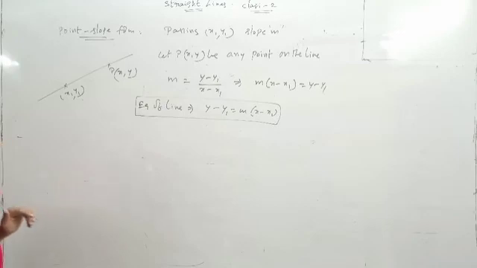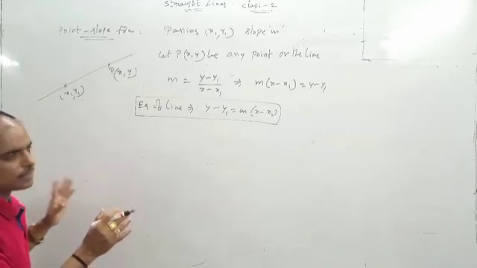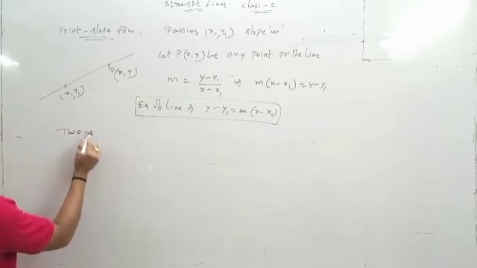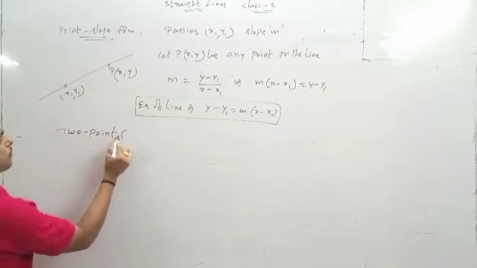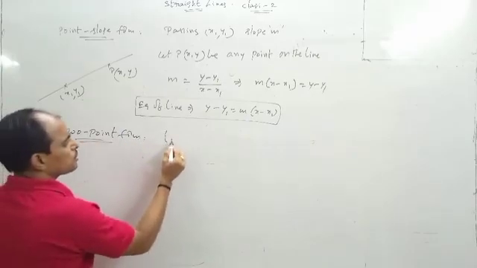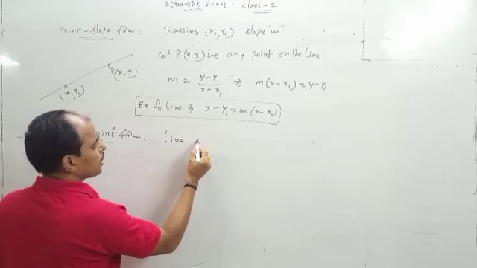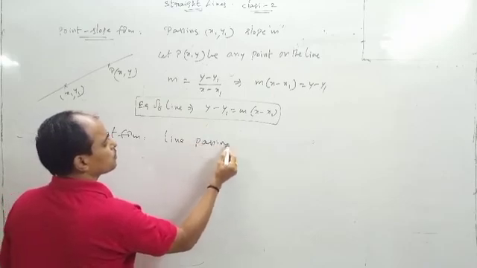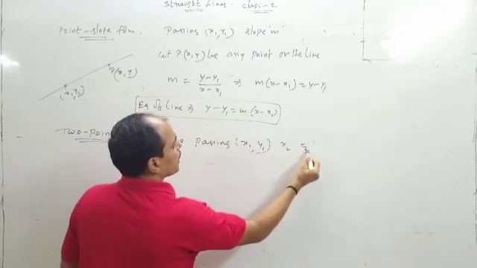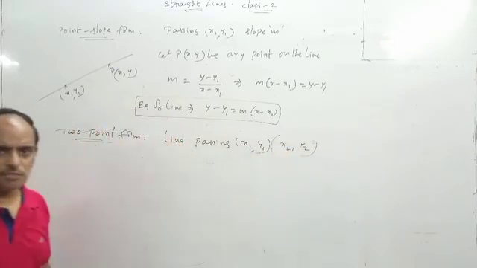Okay, next, this is very very important. Next, 2-point form. 2-point form is very easy. Line passing through 2 points (x1, y1) and (x2, y2). What about the equation of the line?